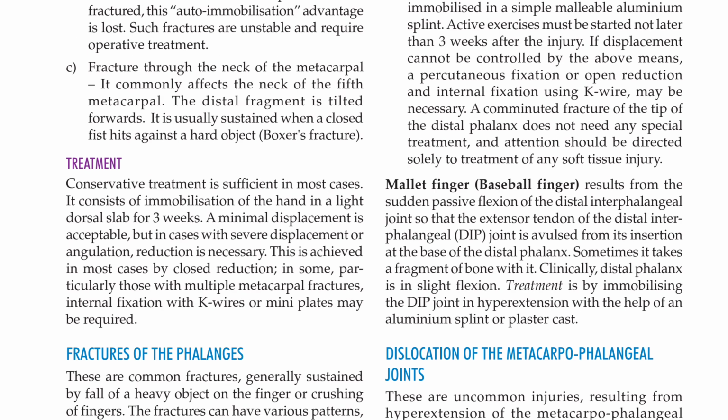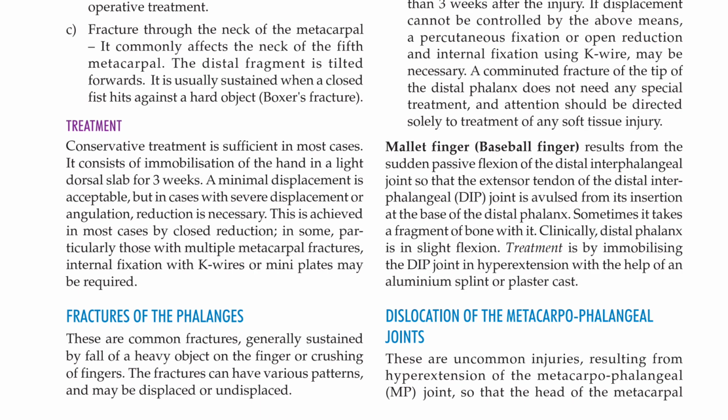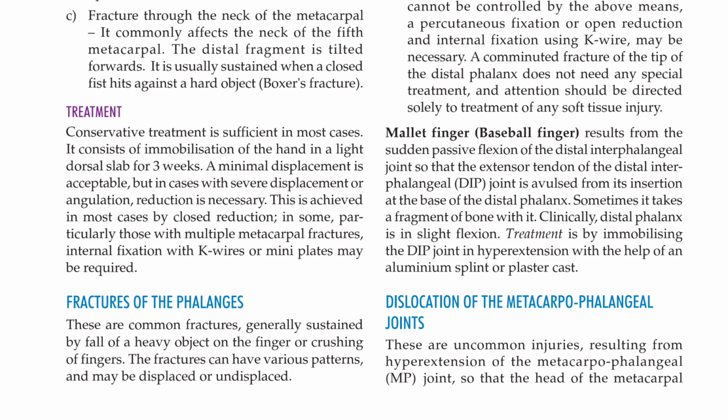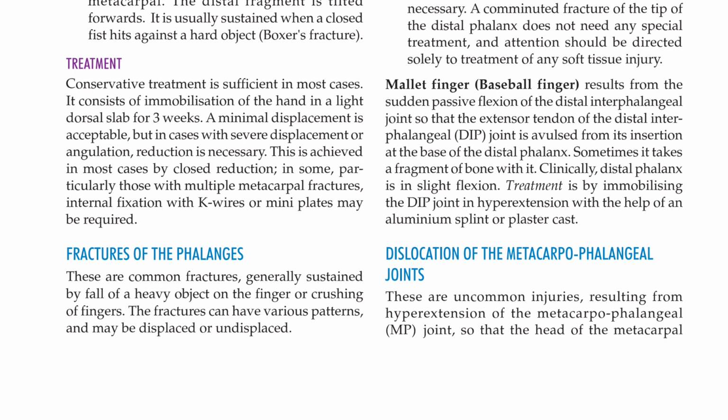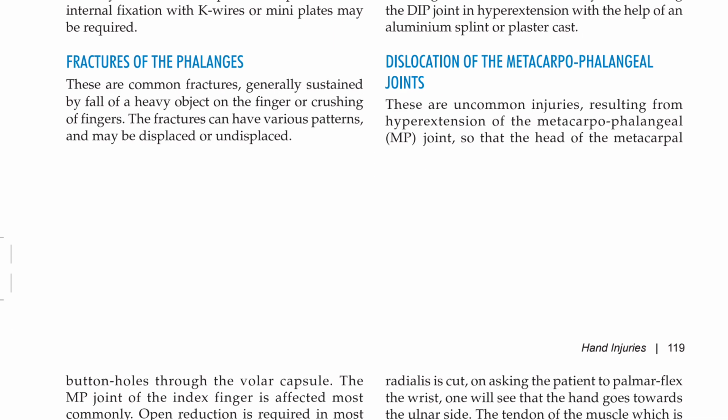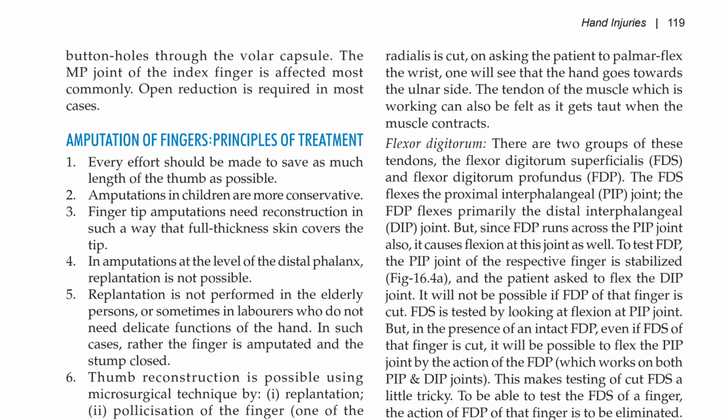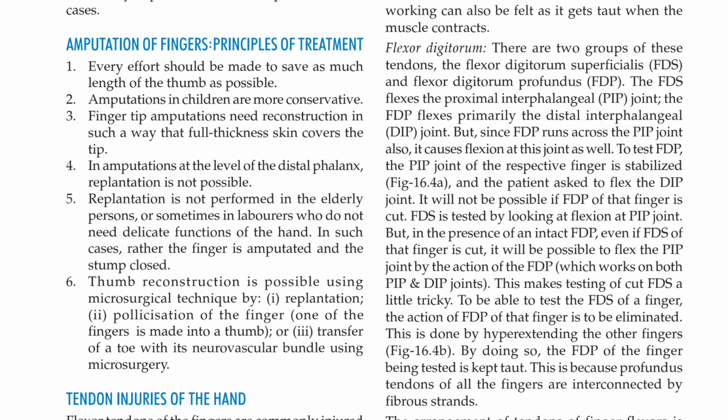displaced. Mallet finger, baseball finger results from sudden passive flexion of distal interphalangeal joint so that extensor tendon of DIP joint is avulsed from its insertion at the base of distal phalanx. Sometimes it takes a fragment of it. Clinically, distal phalanx is in slight flexion. Treatment is by immobilizing the DIP joint in hyperextension with the help of an aluminum splint or plaster. So fracture of the phalanges, then dislocation of metacarpophalangeal joint, amputation of finger, principle of treatment.